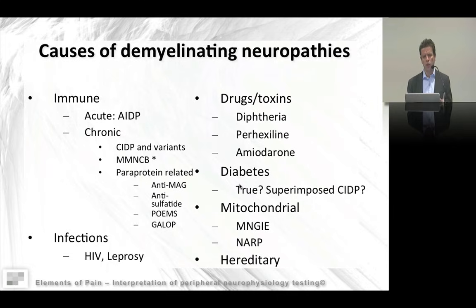So obviously in the acute situation it's AIDP or Guillain-Barré syndrome, and chronically we get CIDP and its various variants. There are a number of other potential causes, most of which are pretty unusual to see, in terms of toxic or infectious exposures. But the main other thing that we'd be looking for in demyelinating neuropathies would be the presence of it being an inherited condition.